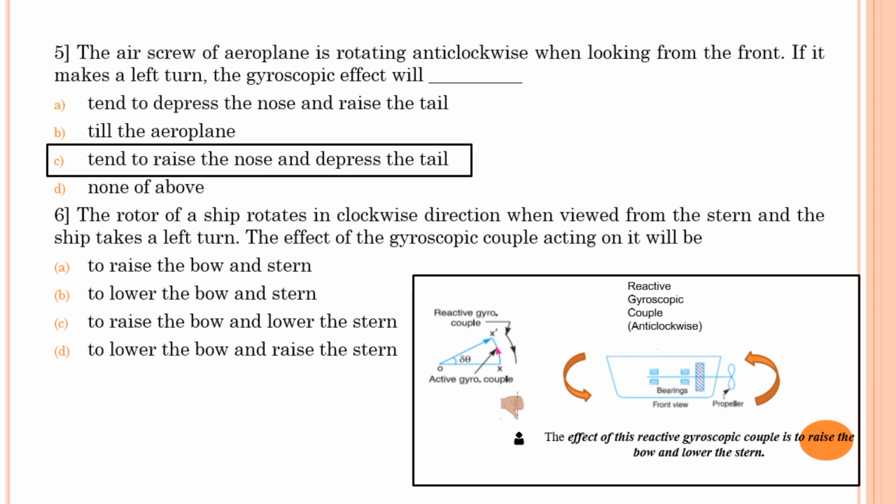Make the anti-clockwise couple placed in the front view. Similarly for aeroplane as well as for ship, make the anti-clockwise couple on the front view. Then the front end of the ship, called the bow, is raising and the stern, that is the rear end of the ship, is dipping. The bow is raising and the stern is dipping or lowering. This will be the correct option for this question.